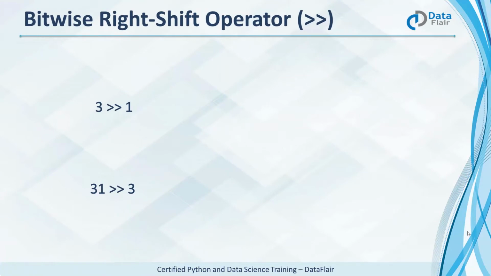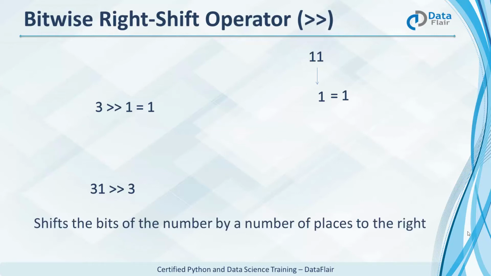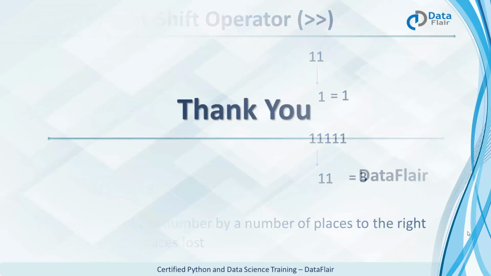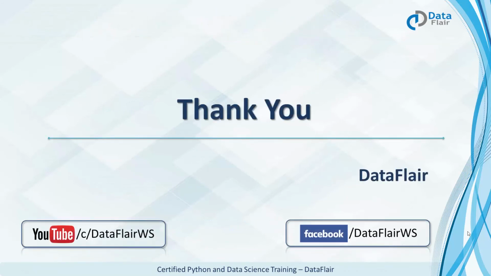Finally, the bitwise right shift operator. The binary for 3 is 11. If we shift it 1 place to the right, we are left with 1, which is binary for 1. The right shift operator shifts the bits by the given number of places to the right. It drops the bits in the places it loses. Let's take one more example. The binary for 31 is 5 ones. If we shift this 3 places to the right, we are left with 11, which is the binary for 3. Interesting? Keep learning and don't forget to try it out yourself.